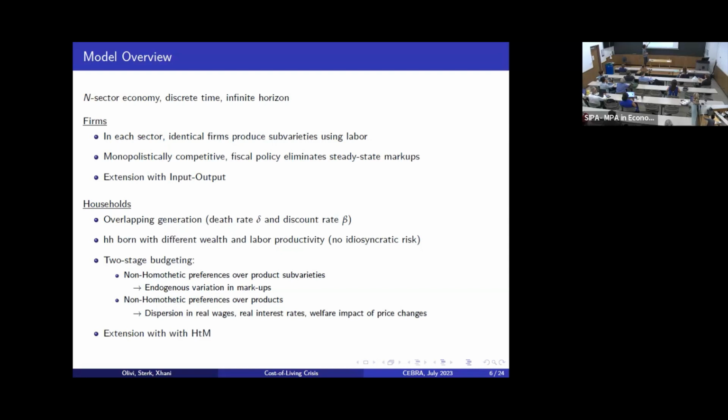Okay. So this inner non-homotheticity is going to generate endogenous variation in markups. When you change the income of a household, their elasticity of substitution over sub-varieties is going to change. So the markup is going to respond to changing income of different households. And you're going to have non-homothetic preferences over different products, so over the K different products, which is going to generate variation both in the interest rate that households face and the real wage that households face, and is going to create differences in the welfare impacts that differential inflation trends are going to have on different households. We also have an extension with different hand-to-mouth households to have larger marginal propensity to consume and to be a bit more realistic on that point.